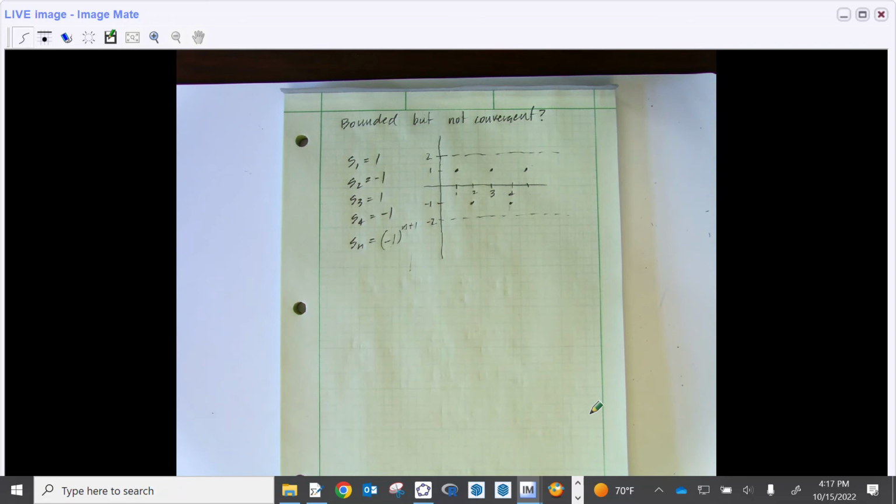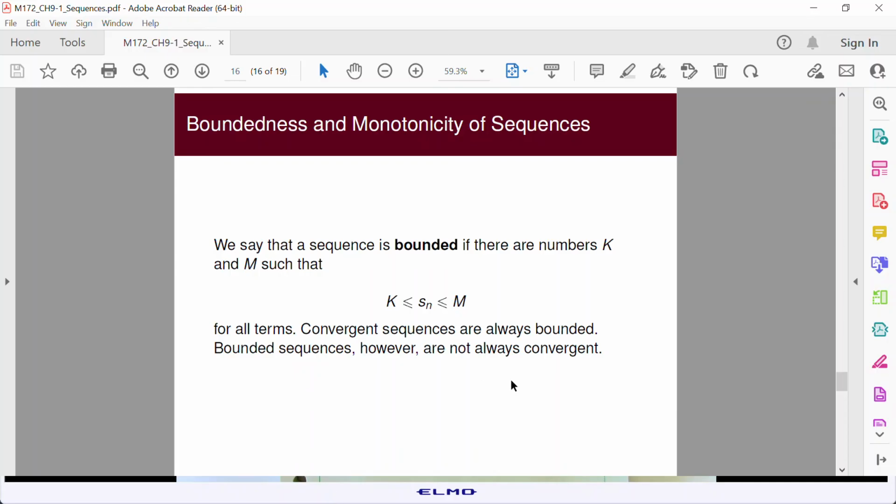We're just bouncing between two numbers, and we can't get as close as we like to the one value that it converges to by simply taking a large enough index on the sequence. So just a caution, I guess, that if you're convergent, then you're bounded, but if you're bounded, you're not always convergent.